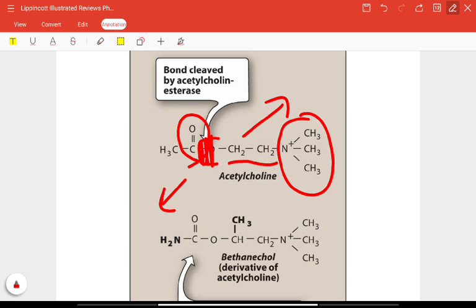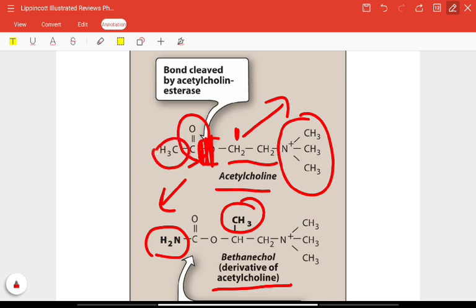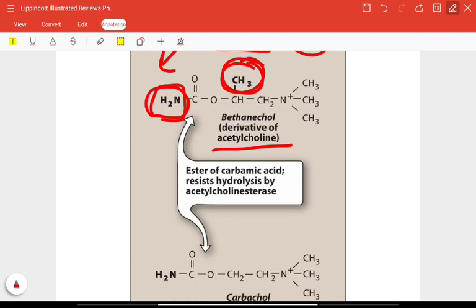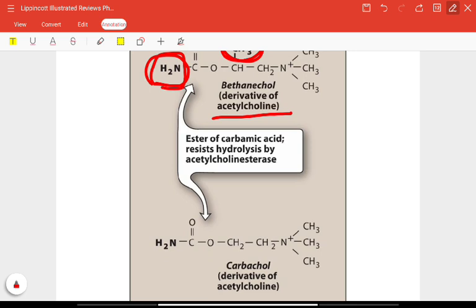Now, what is the difference between acetylcholine and bethanechol? Bethanechol is a derivative. Only one methyl group has been added on this carbon, and an amine group has been added instead of the methyl group. For acetylcholine, there is no branching over this carbon and a methyl group is present, while for bethanechol there is a branching over this carbon and an amine group is present at the end. For carbachol, there is no branching, but an amine group is present here.